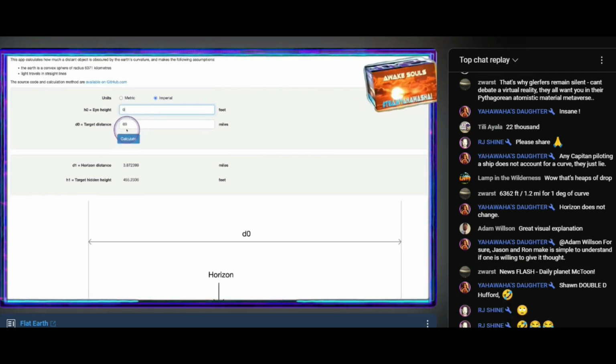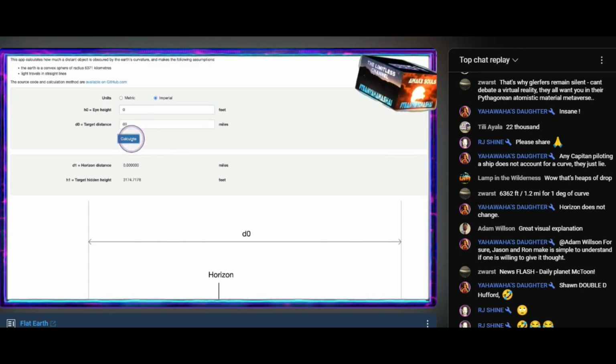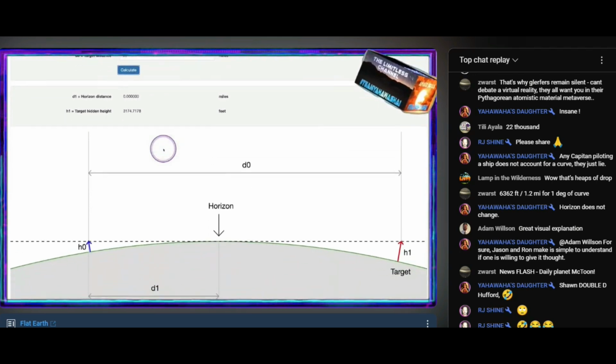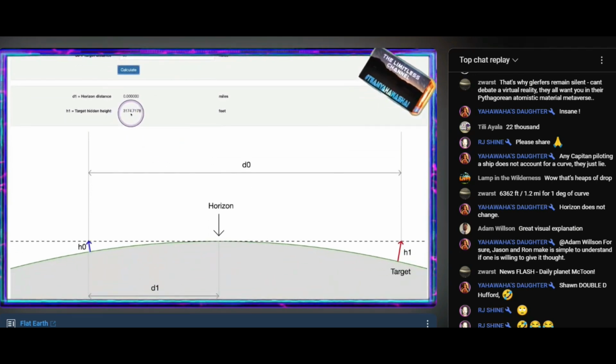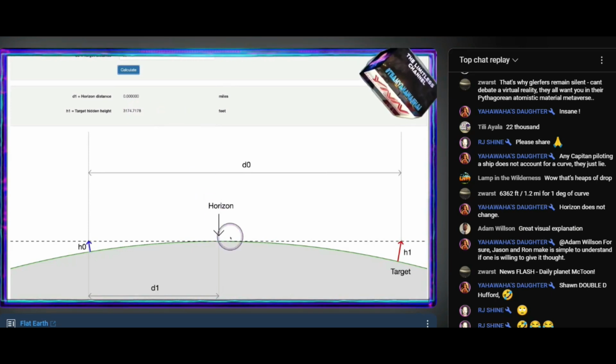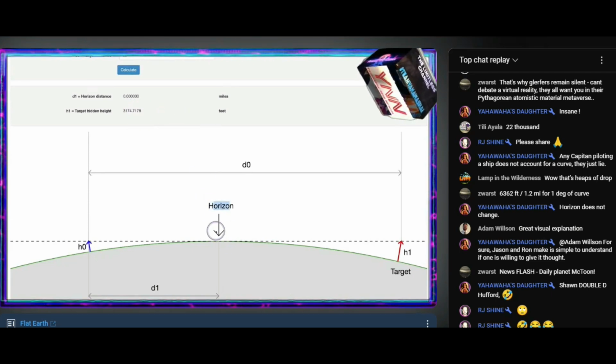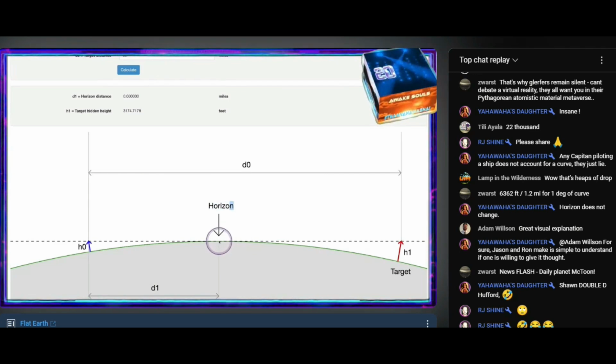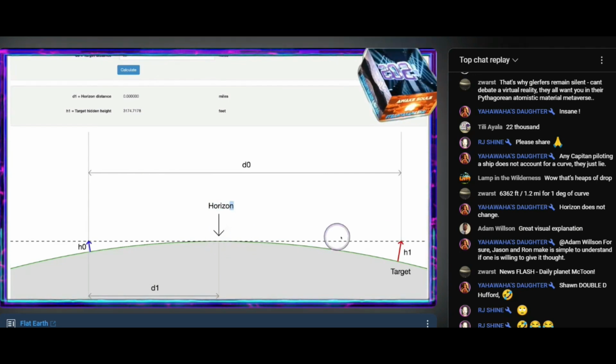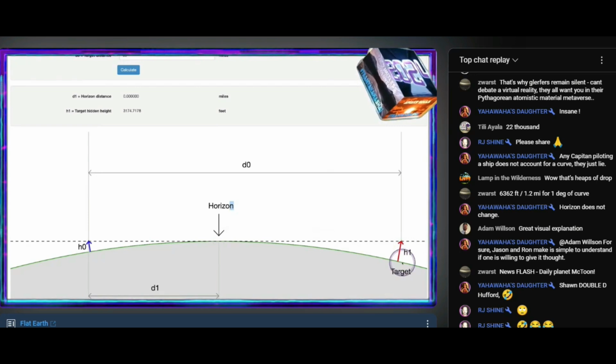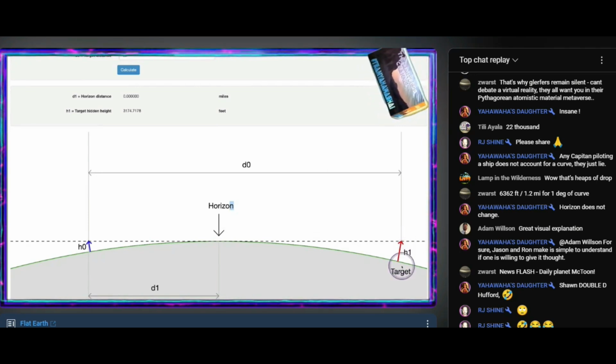So that becomes 69 statute miles, and if you do the calculate here, what do we have? We have 3,174.7 feet. That's but incorrect. Look at our diagram here. So if you have your observer here and they're looking out 69 miles, this is where we're showing this would be 1.2 miles over here.